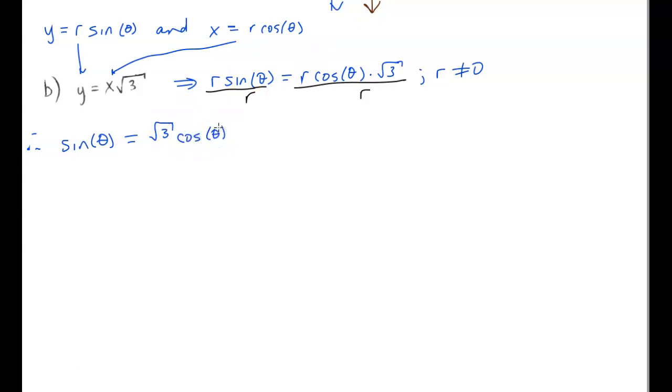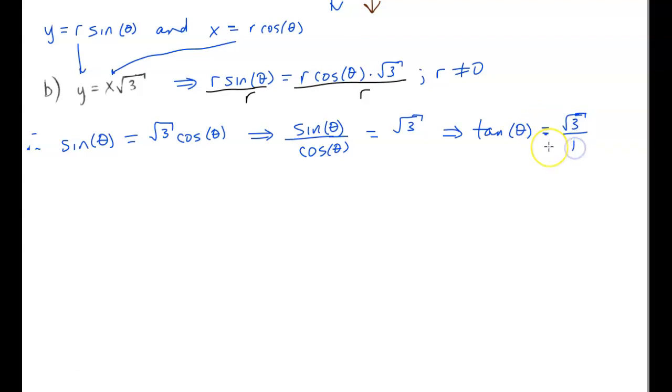Okay. And so now notice that we have a trigonometric equation here that we need to solve. And this one is relatively easy for us to solve. I could do that by dividing both sides by cosine. So if I did that, I would have sine divided by cosine is equal to square root of 3. And that would just be the same as tangent theta, because sine divided by cosine is tangent. And that would be square root of 3. And I'm just going to put it over 1.